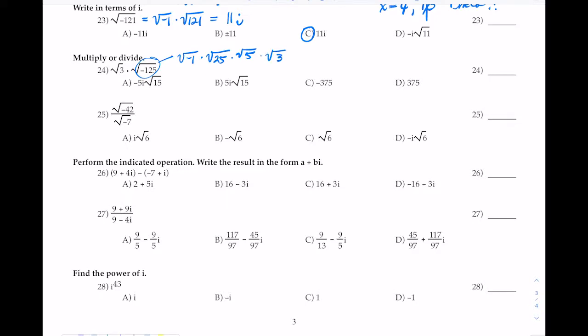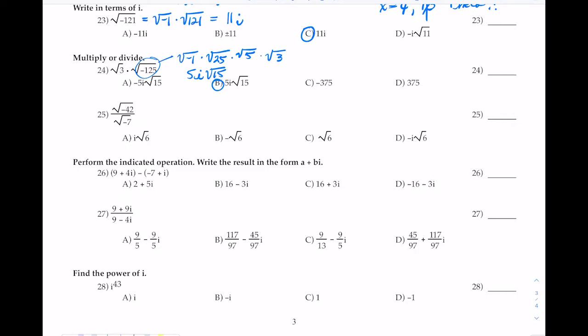Okay, so I'm going to go through now, and I know that the square root of 25 is 5, and I know the square root of negative 1 is the imaginary number i, and you can't take the square root of 5 or the square root of 3, so just multiply them together. You would get 5i times the square root of 15.